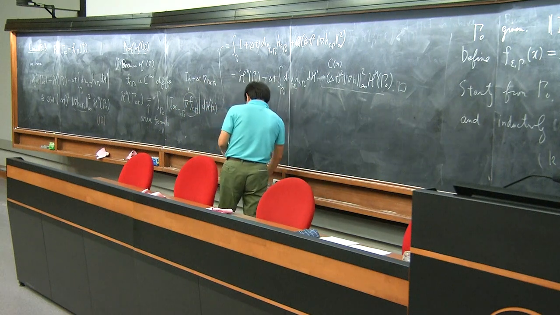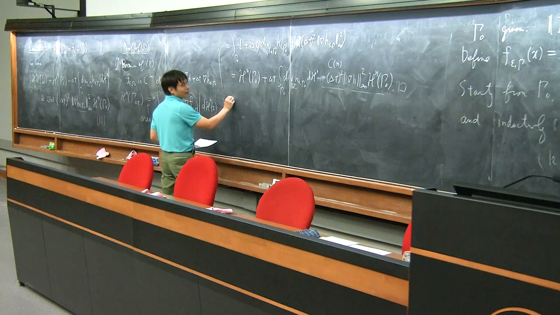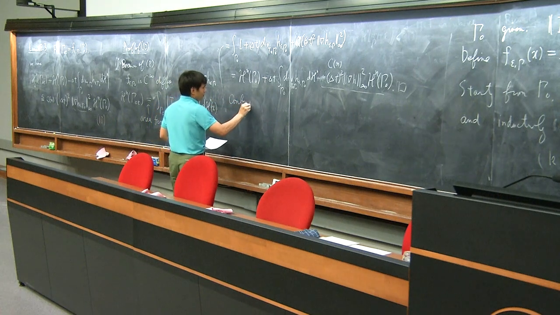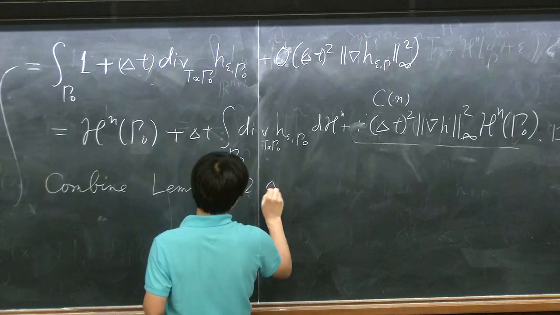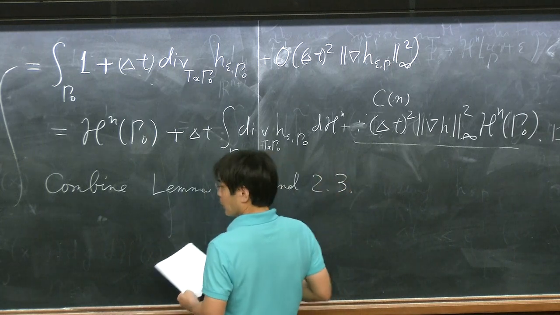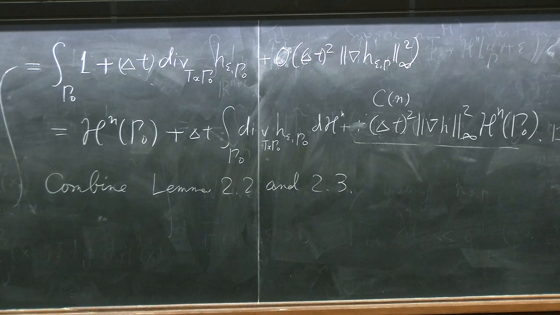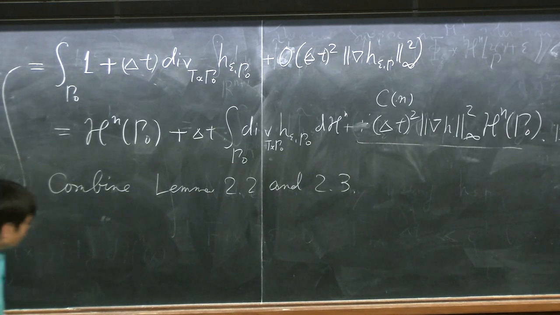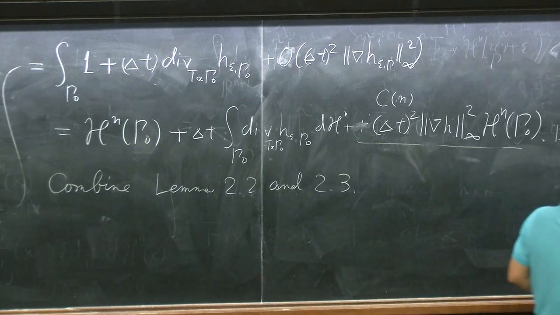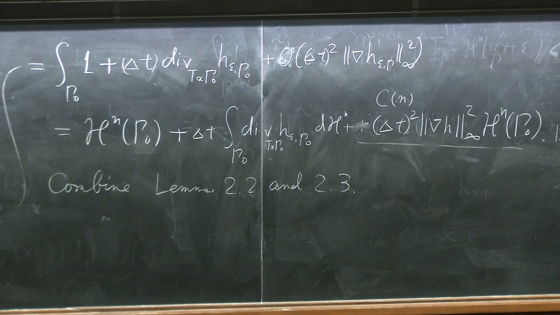Now, combining these two lemmas, Lemma 2.2 and 2.3, you end up having the following. Notice that we had the formula for this quantity. Remember that you can replace this quantity by the mean curvature square term. We had this Lemma 2.2. So we have a very nice formula for curvature flow. So this is Lemma 2.4.